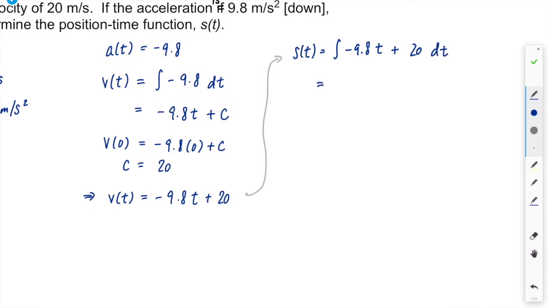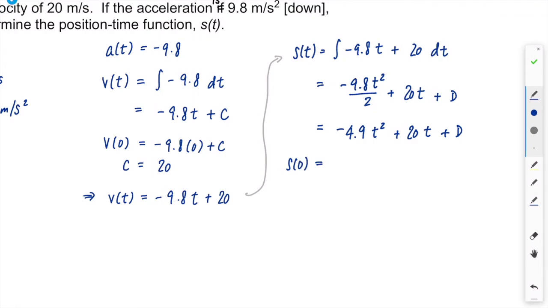Take the integral of that, negative 9.8 t squared over 2 plus 20t plus d, which simplifies into negative 4.9 t squared plus 20t plus d. We know that s of 0 is d if I plug in zeros into the t's, which implies that d must be 0 because that was the value of s of 0. Therefore, s of t is the function negative 4.9 t squared plus 20t.